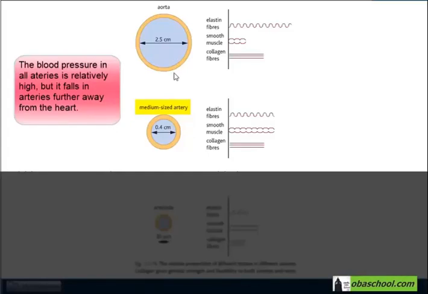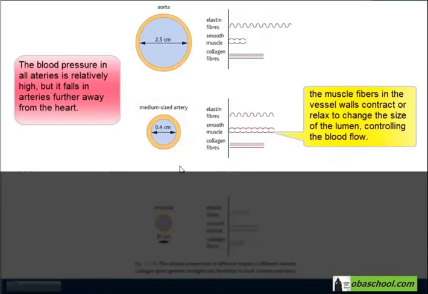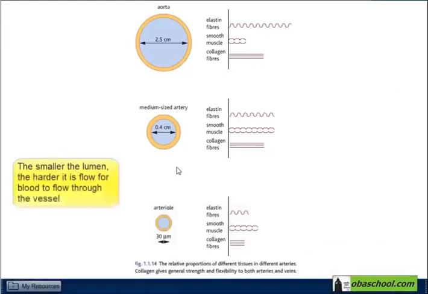They have less elastin fibers than the main arteries, but they have more smooth muscle. These muscle fibers will contract or relax in order to change the size of the lumen, so they either dilate or constrict, and this is how they control the blood flow. By dilating and constricting, they are causing pressure, which will change the velocity of the blood traveling.